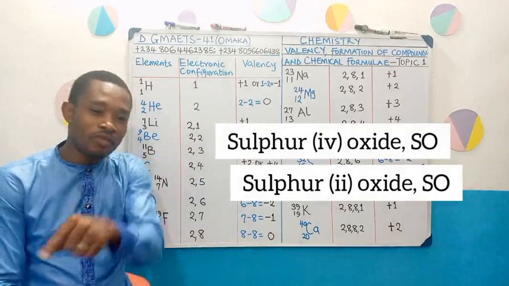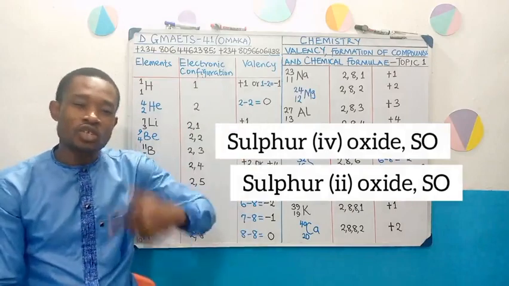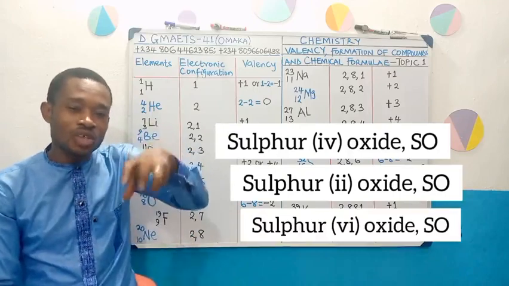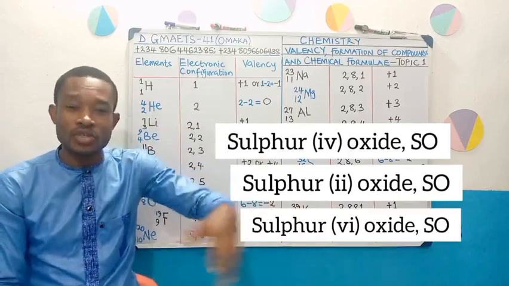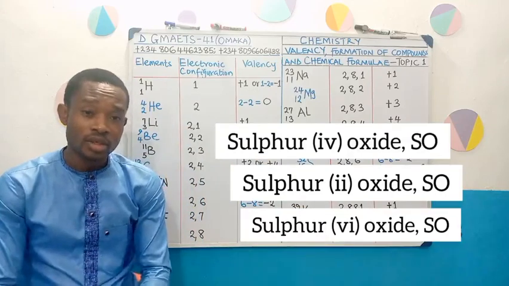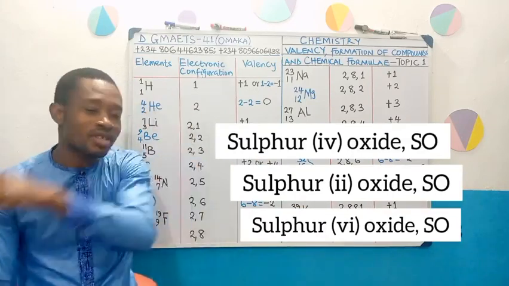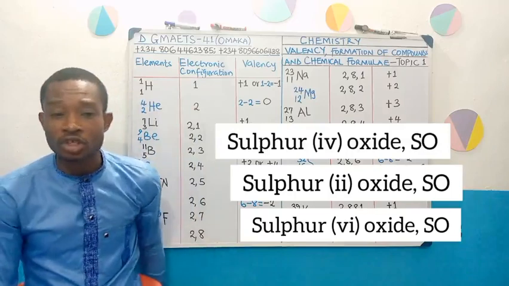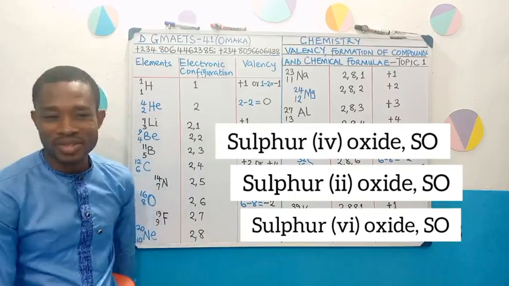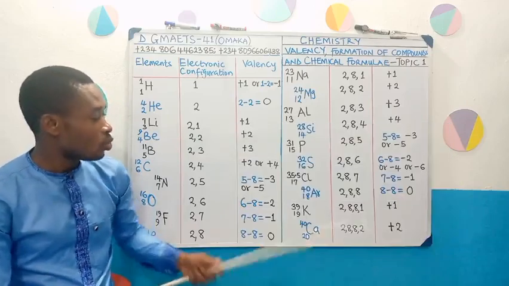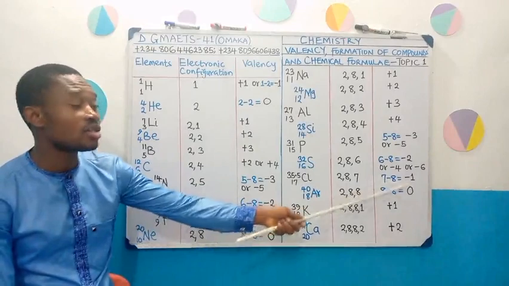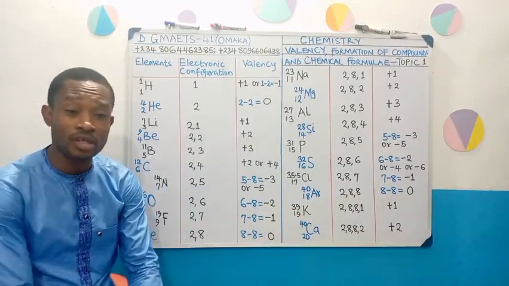SO2 is sulfur 4 oxide. SO is sulfur 2 oxide. SO3, there is this gas we use in the contact process during the preparation of tetraoxosulfate 6 acid. That SO3 is sulfur 6 oxide. So you see that sulfur shows up to 3 valencies, oxidation states. Okay, now we move on to chlorine. Valence electron there is 7, so 7 minus 8, you have minus 1 as the valency of chlorine.